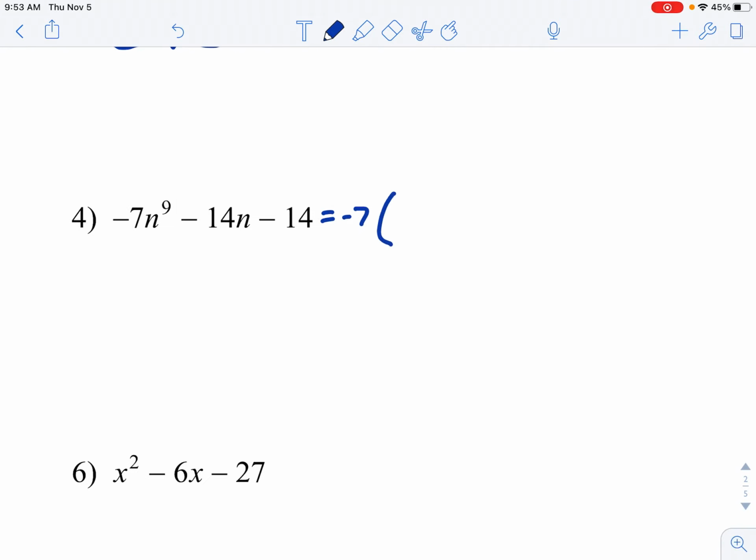Once you do that, if you have negative 7n to the 9th and you divide out that negative 7, you're just going to have n to the 9th. If you look at the negative 14n, divide it by negative 7, you're going to be left with positive 2n. And then negative 14 divided by negative 7. Oops, I got to back up. I realize I just made, no, I didn't make a mistake. All right, forget I said anything. Back to where I was. Negative 14 divided by negative 7 is going to be positive 2. So let me rewrite this answer a little more clearly.